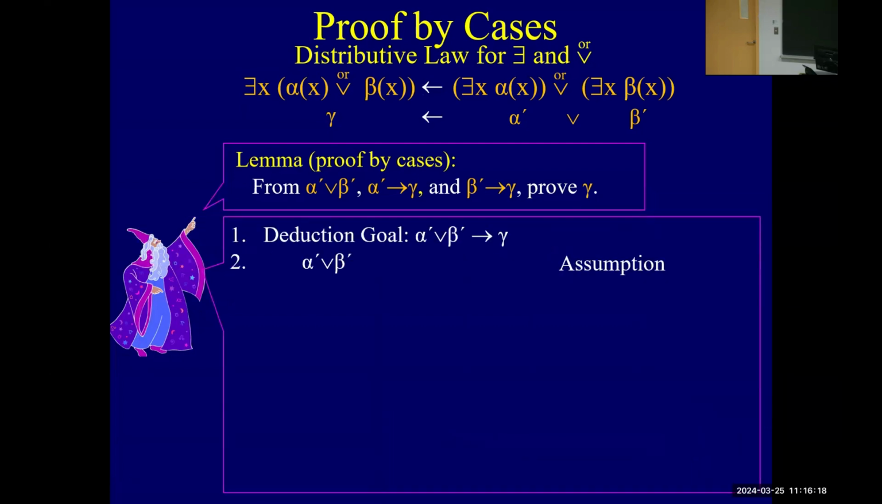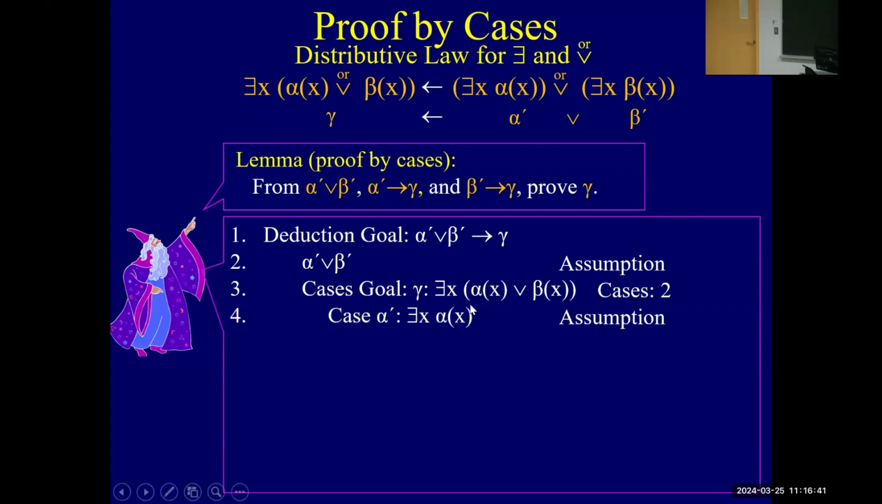So how does the rule go? Well, we assume this, we want to prove that, right? We want to prove this, so we assume this. So our goal, then, in proof by cases: we say our goal is to prove gamma. What's gamma? Gamma is this whole big thing, right?